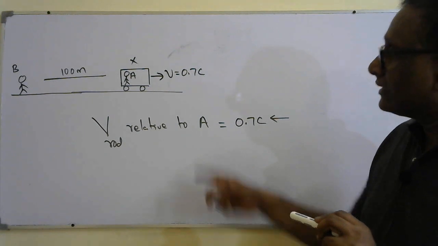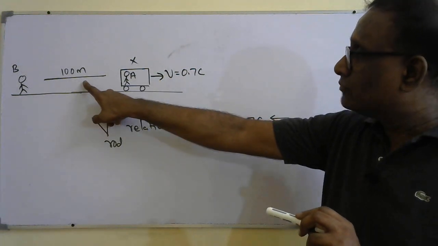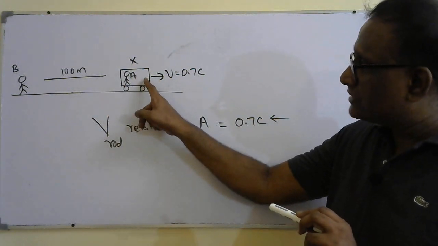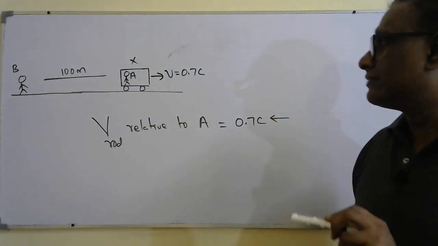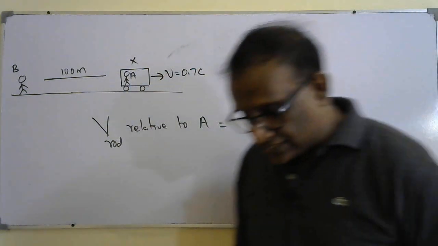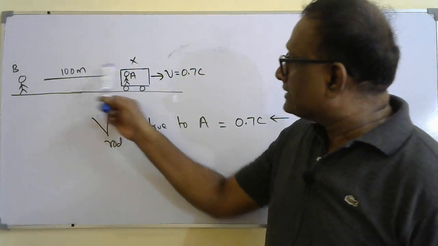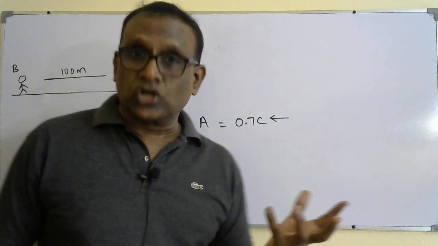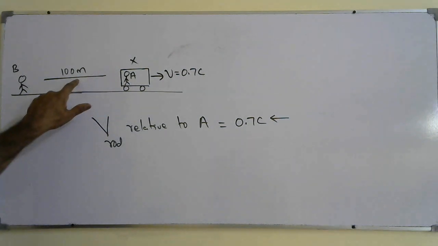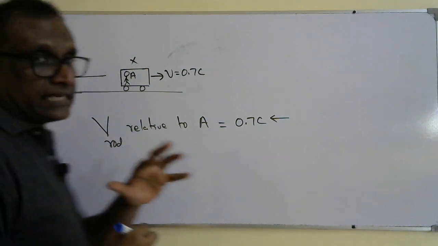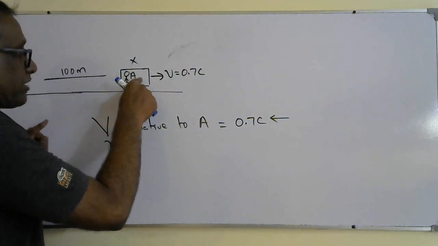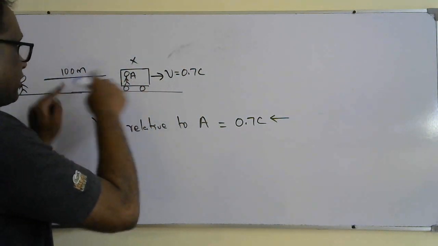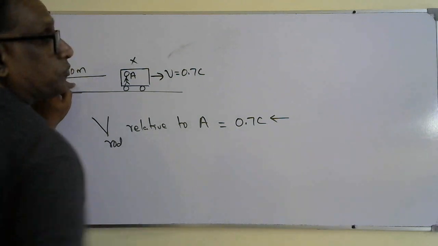Now relative to A, on the frame of reference of A, the rod is moving towards the left at 0.7 c. By using a sensor or something, A is measuring the length of the rod. When A measures the length of the rod, he will find that the length has contracted, because relative to A, the rod is moving towards the left at 0.7 c.